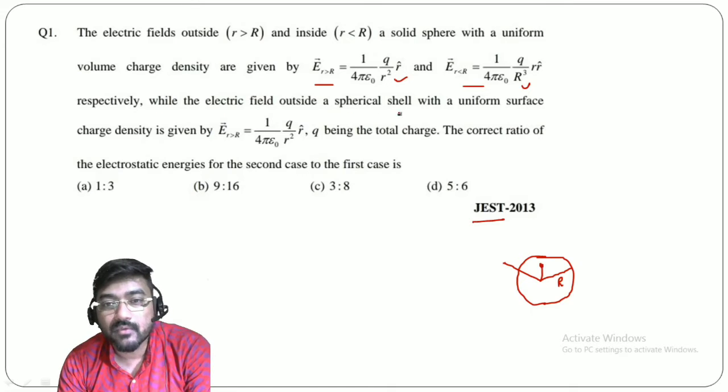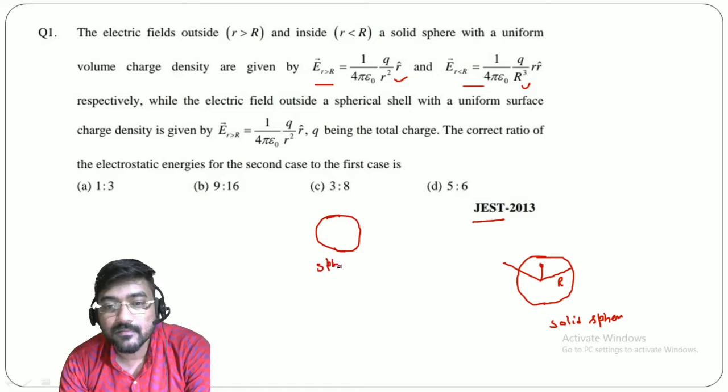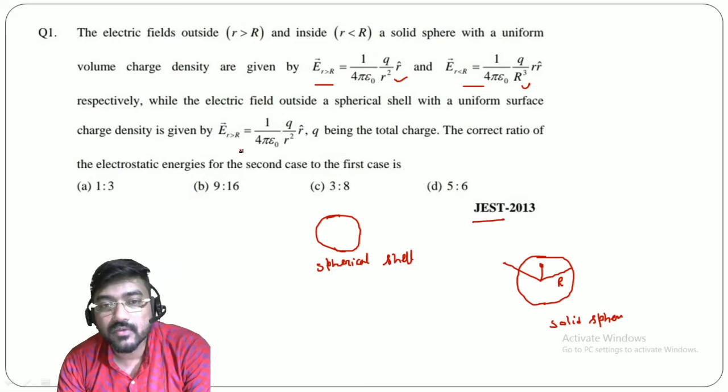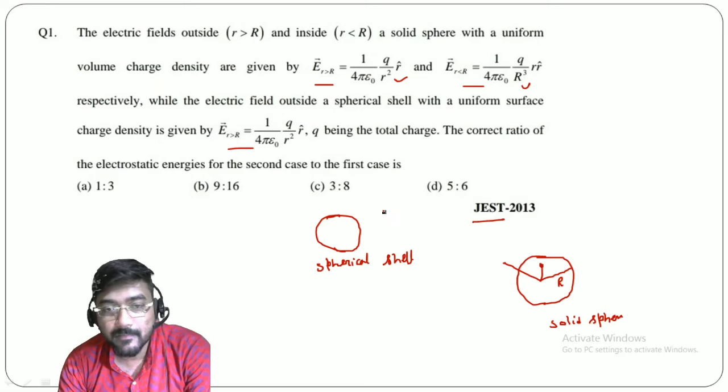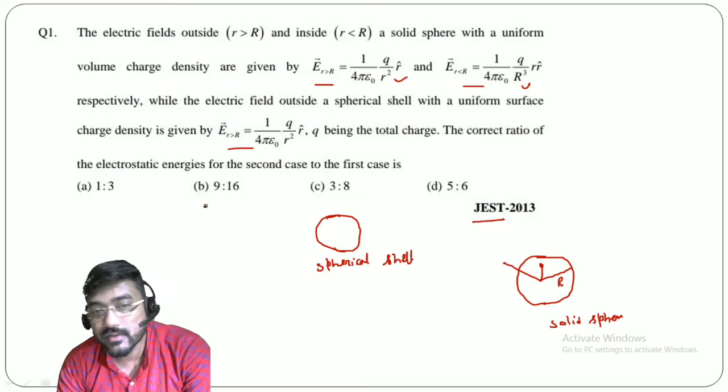While the electric field outside a spherical shell with uniform charge density is also given. So let me take this as a solid sphere, and another is a spherical shell. Here also the electric field is given. The question asks for the correct ratio of the electrostatic energy for the second case to the first case. So we have to find the ratio of electrostatic energy. You can first find the electrostatic energy from this electric field, and then you can find the ratio.